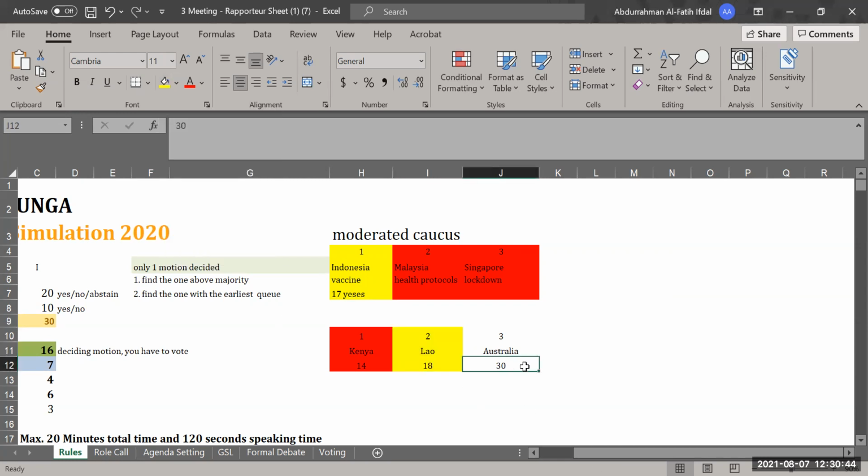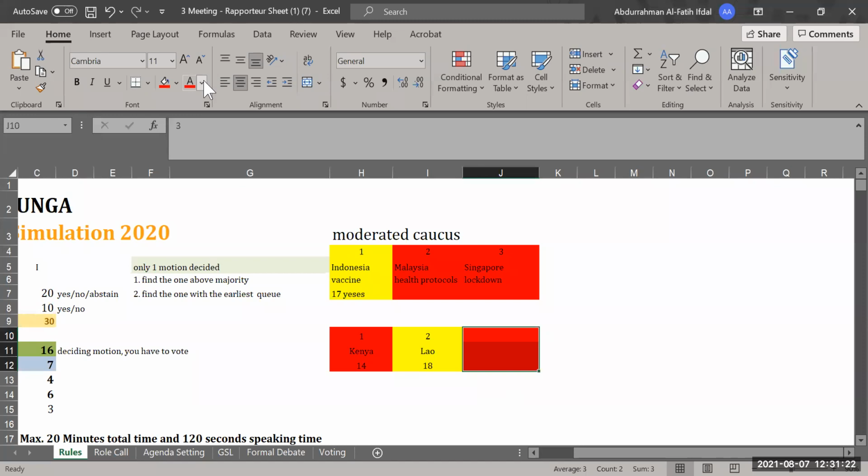How about Australia? Australia gets 30 yeses here, just more than 18. Again, this is a trap question, right? If Laos is already decided, then Australia will not be voted. So naturally speaking, we will not be voting anything with Australia. Even though, let's say, if Australia were to be voted, it would get 30 yeses. But once Laos is decided as the motion that is chosen, then Australia will not be voted. We will skip Australia directly. So this is just a trap question.